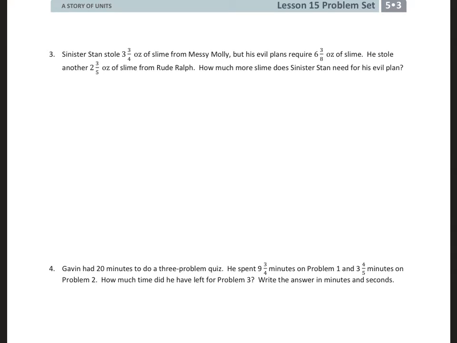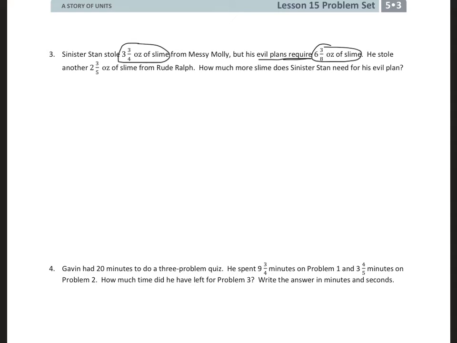All right, number 3. Sinister Stan sold, that's a weird name, Sinister Stan, sold 3 3/4 ounces of slime from Messy Molly. So I'm going to circle 3 3/4 ounces of slime. But his evil plan requires 6 3/8 ounces of slime. So his evil, devious plan requires 6 3/8 ounces of slime.